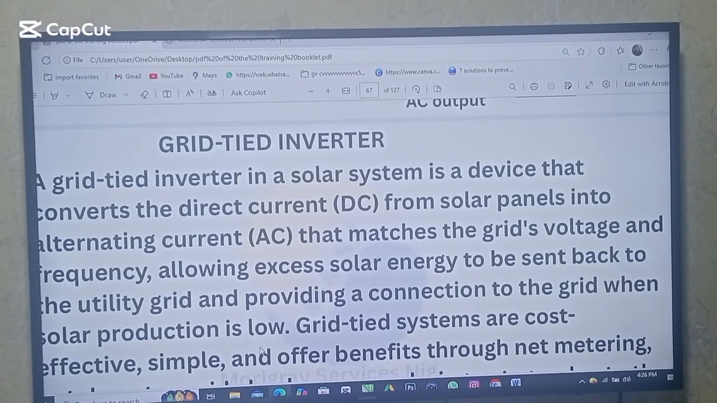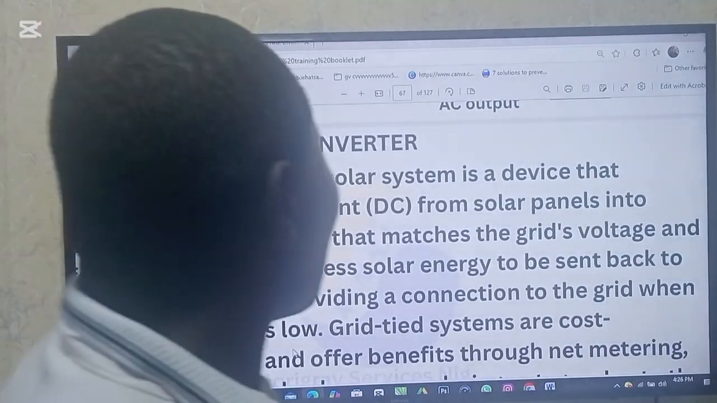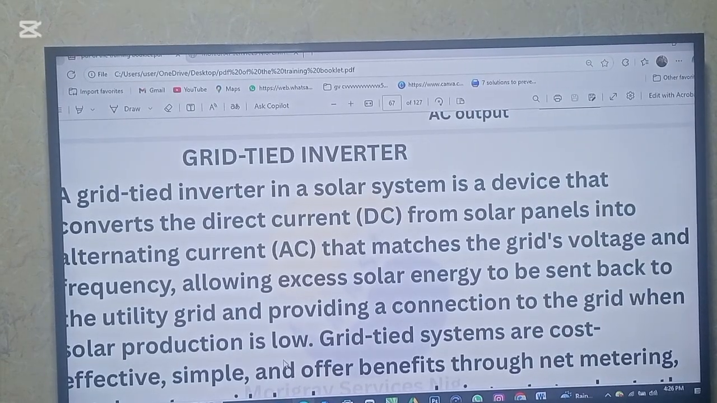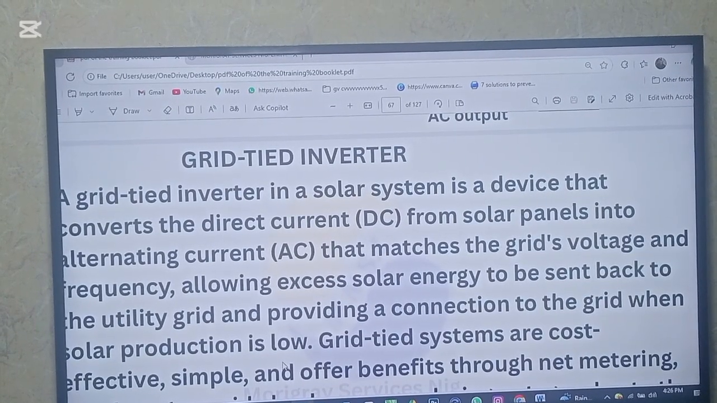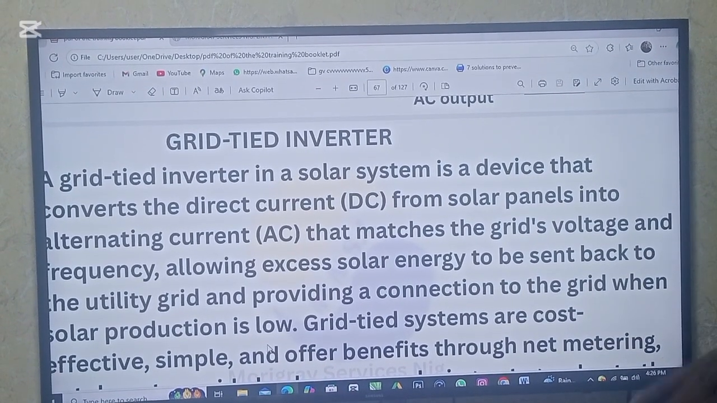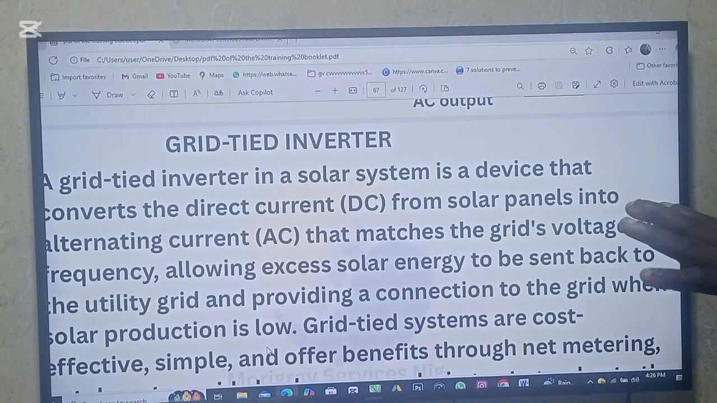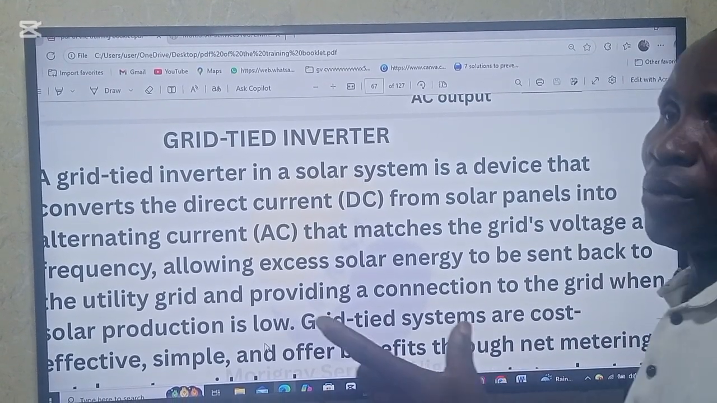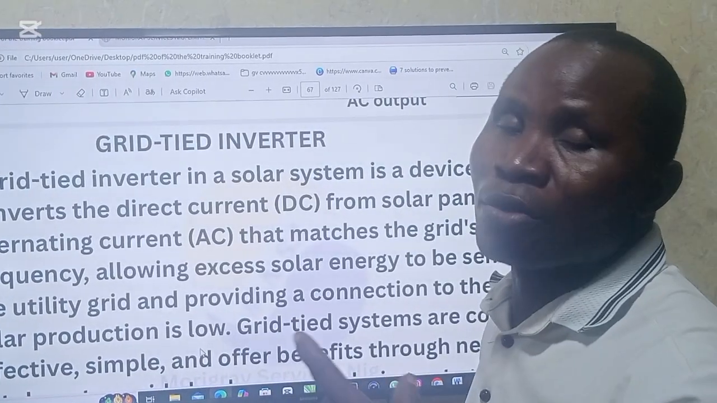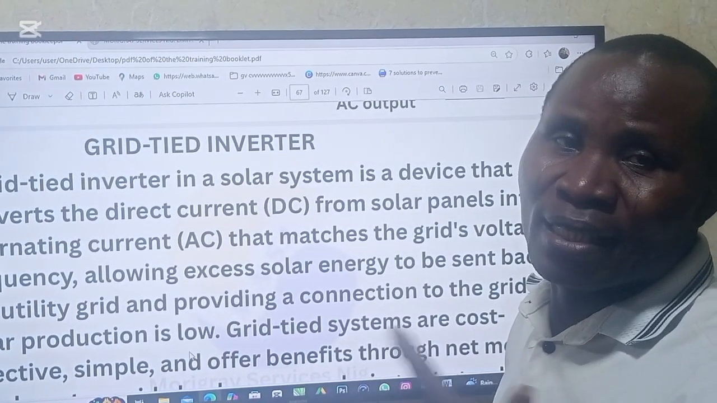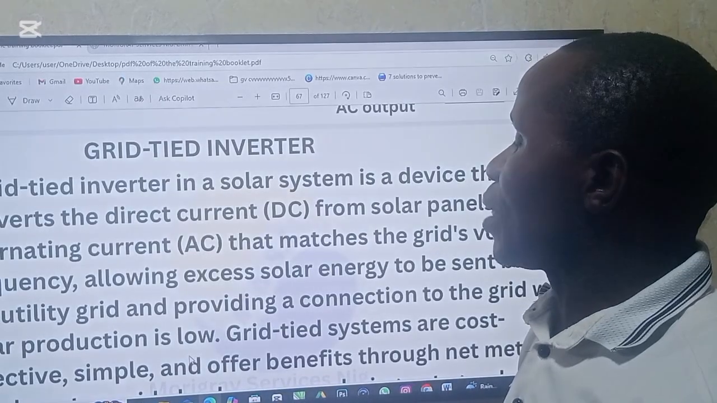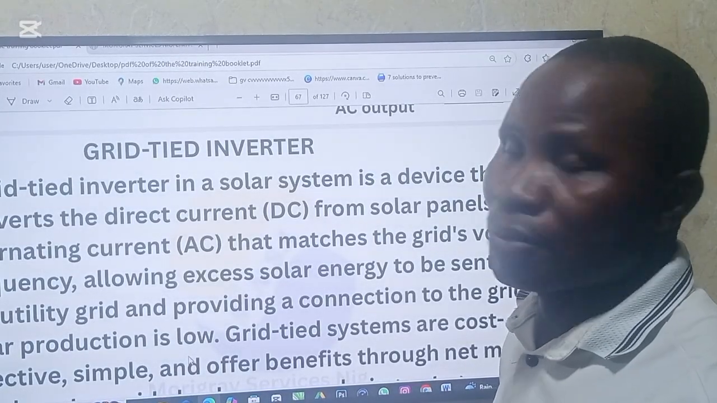All right. We want to discuss the grid-tied inverter. That is the solar inverter system that is tied to the grid. That means you must use the national grid. And that is why we are looking at it this hour.